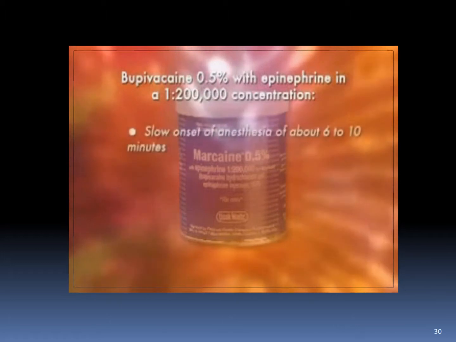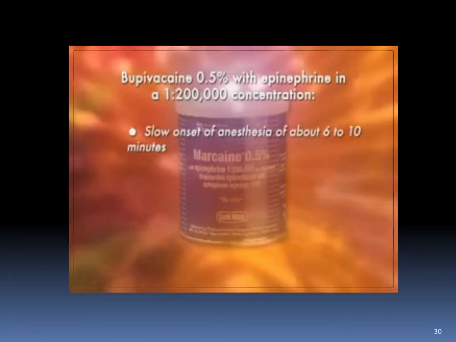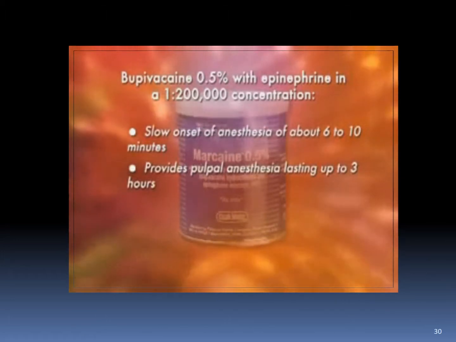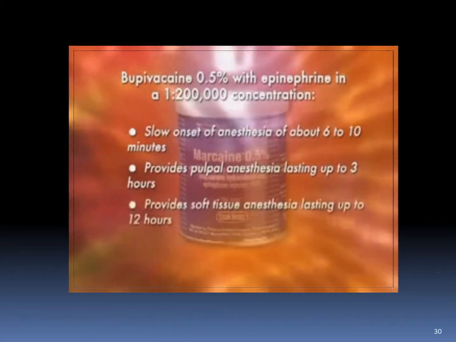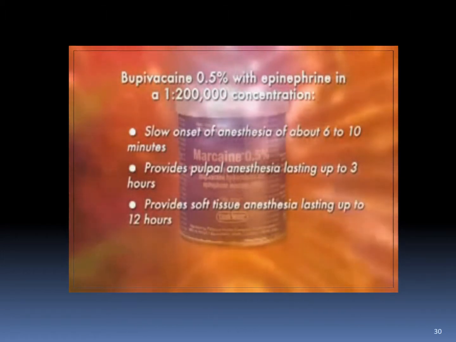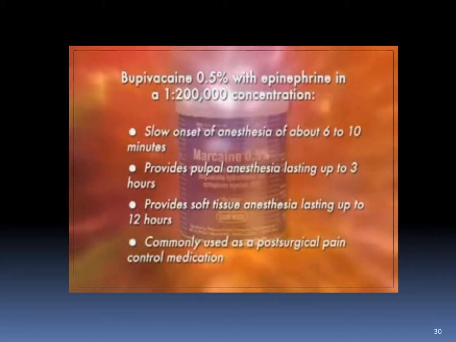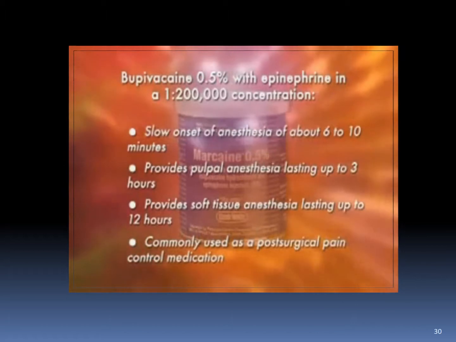Bupivacaine has a slow onset of anesthesia, approximately 6 to 10 minutes, but provides pulpal anesthesia lasting up to 3 hours and soft tissue anesthesia lasting as long as 12 hours. It is commonly used as a post-surgical pain control medication.